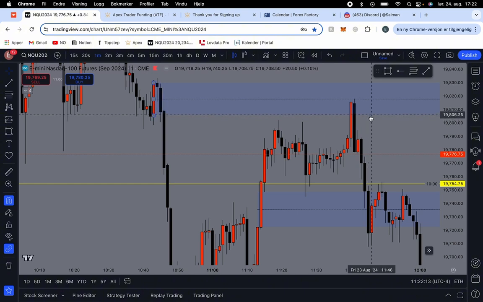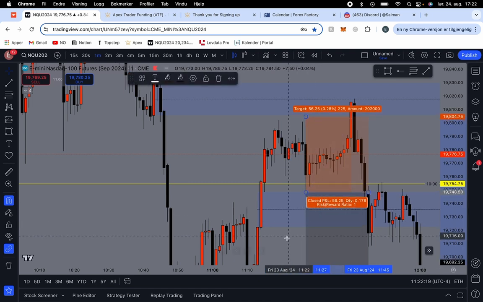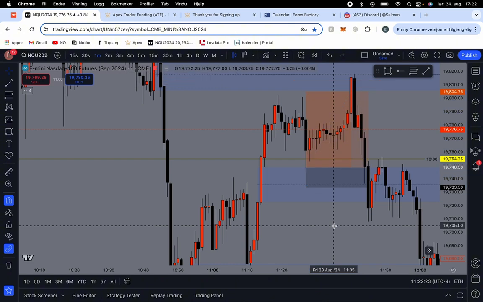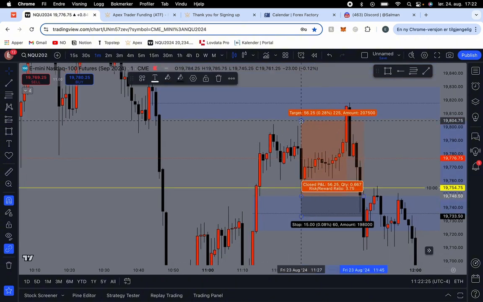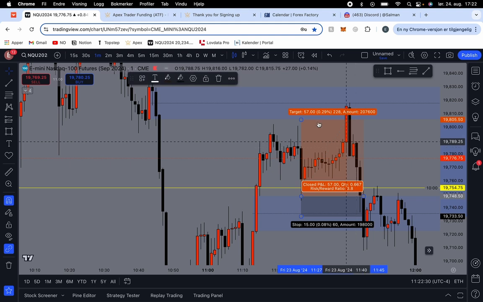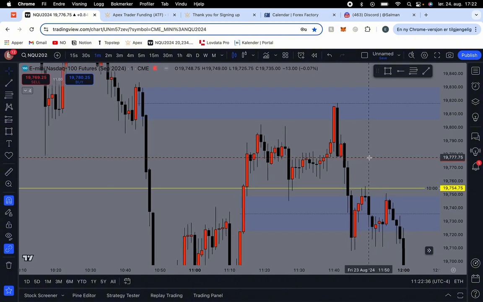Your TP would have been here, and let's just say your stop loss was below the CE of this fair value gap, and your TP was here as a 1 to 4, pretty decent. We want to do this consistently, and this lets us do that.